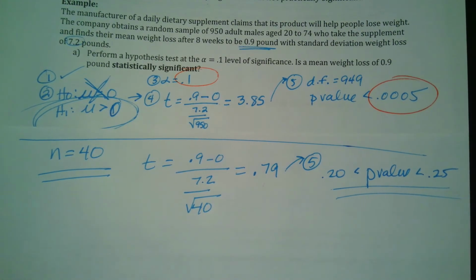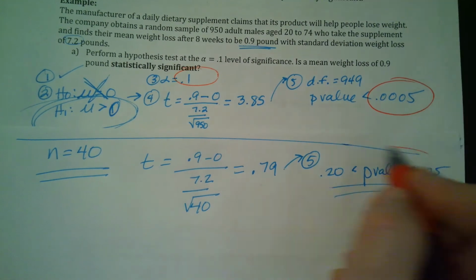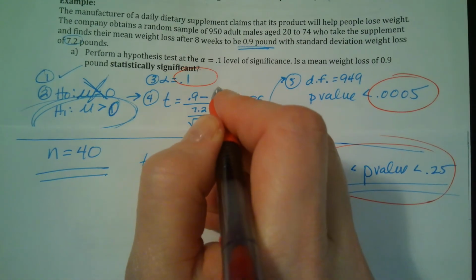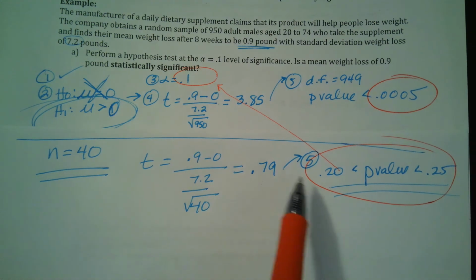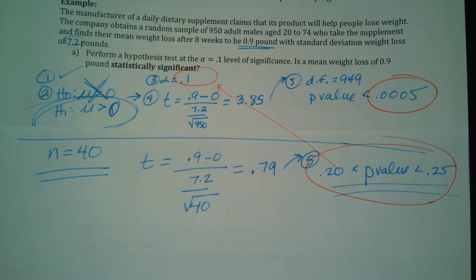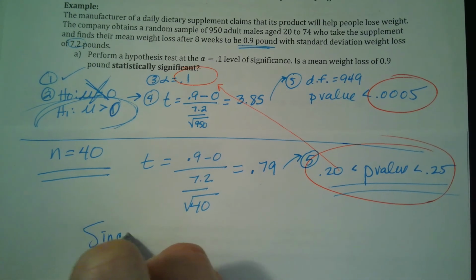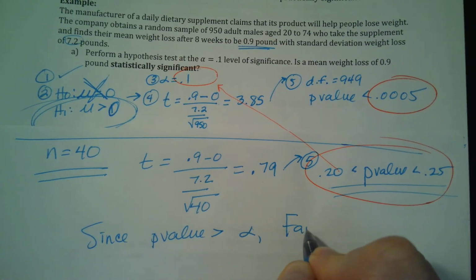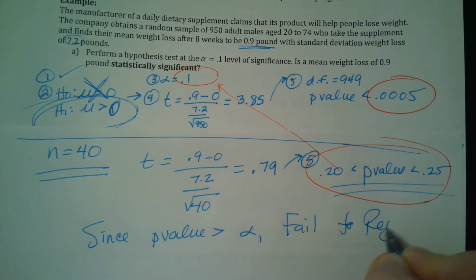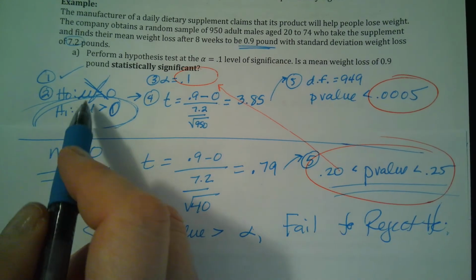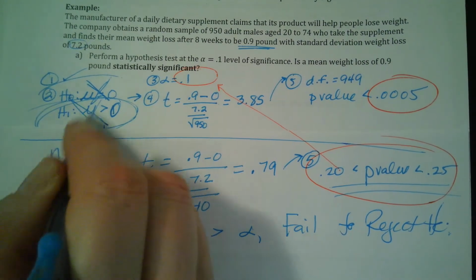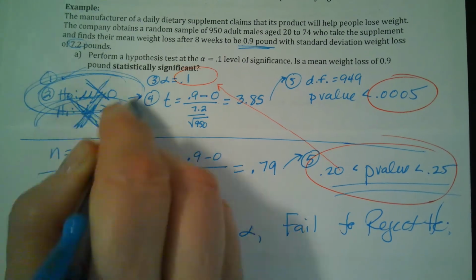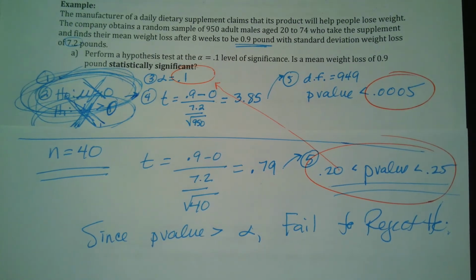So it's quite large. If I were to compare it to my level of significance, it is now larger than my level of significance, meaning I would fail to reject. This time my p-value is going to be larger than alpha, so I will fail to reject the null hypothesis. So I'm no longer going to reject that. I now cannot claim the alternate. I would actually conclude the null because I failed to reject it.